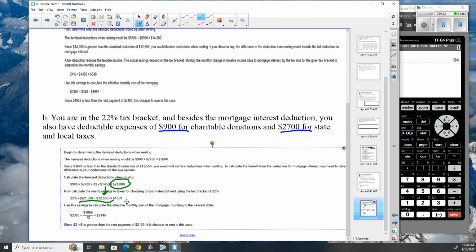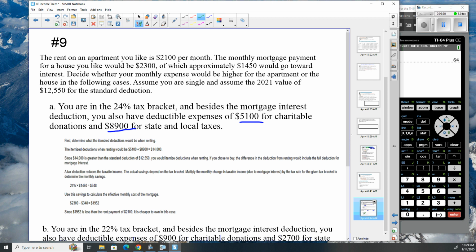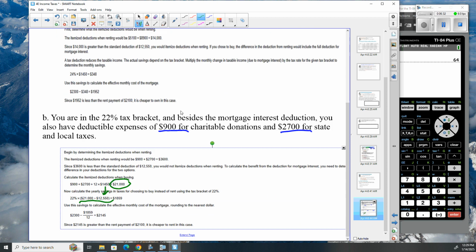Now that's per year, so you need to figure out what you're saving per month because we have our monthly mortgage up here. If you buy, your monthly mortgage is $2,300, and then they take what you're saving and divide it by 12 to get it into a month, and that ends up being $2,145. This amount is a little bit higher than what it would cost if you were to rent. So in this case, it would be cheaper to rent than to buy.